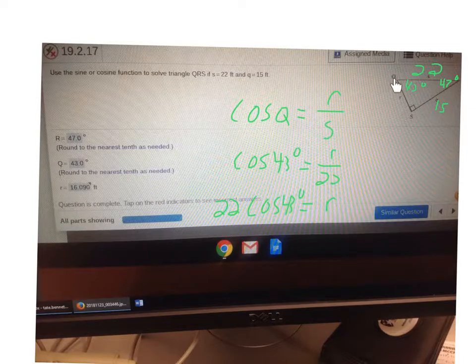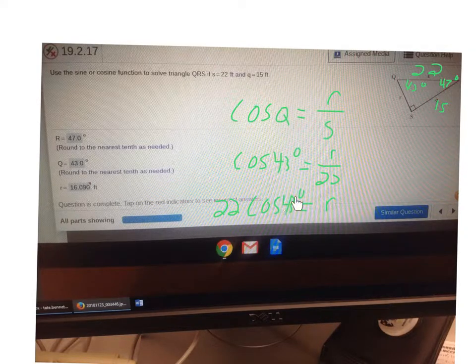So in this case, cosine of Q will equal the adjacent, which is R, over the hypotenuse, which is S, which is 22. So the angle here is 43 degrees. Cosine of 43 would be R over 22. Cosine, this angle would be adjacent over hypotenuse. I multiplied both sides by 22, and it's 22 cosine of 43 degrees.